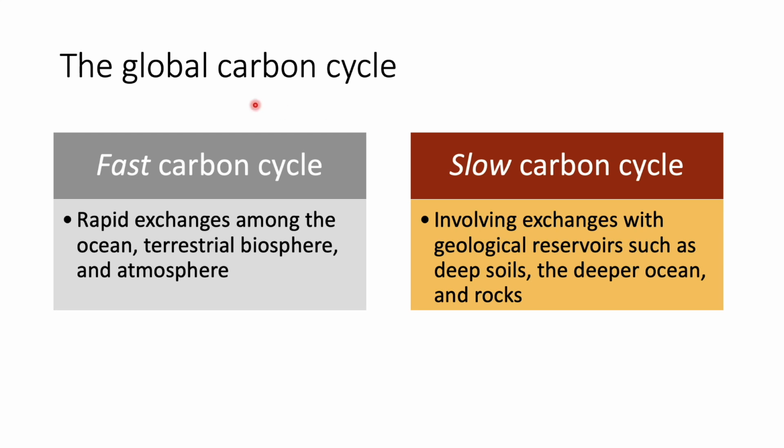And there are two major types of carbon cycles. One is called the fast carbon cycle, another one is called the slow carbon cycle. In the fast carbon cycle, there is a rapid exchange among the ocean, terrestrial biosphere and atmosphere. Carbon is shifted within these three spheres very quickly. And the slow carbon cycle involves exchange with geological reservoirs such as deep soil, deeper ocean and rocks. So this is a very slow cycle. That's the reason we say this happens over sometimes millions of years. And the fast carbon cycle happens within a couple of days or a week.